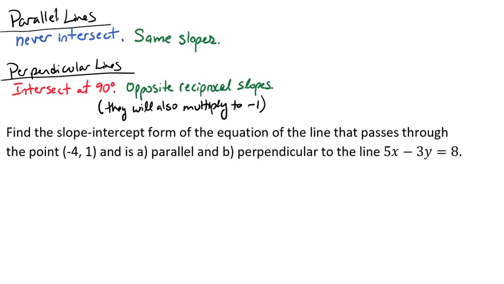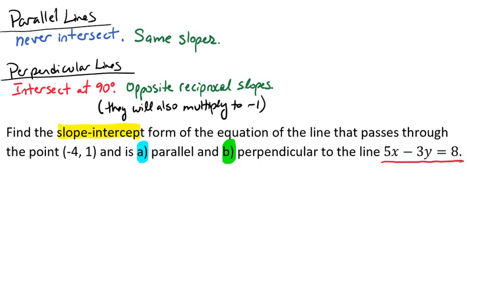Let's do an example. So here we're going to find the slope-intercept form. Okay, so that's important. Slope-intercept form of the equation of the line that passes through the point -4, 1 and is parallel and is perpendicular to the line 5x minus 3y equals 8. So we're actually going to do two problems here, one for the parallel line and one for the perpendicular line. But before we do either of those, the first thing that we need to do is find the slope of the line that they gave us, which is this line right here.